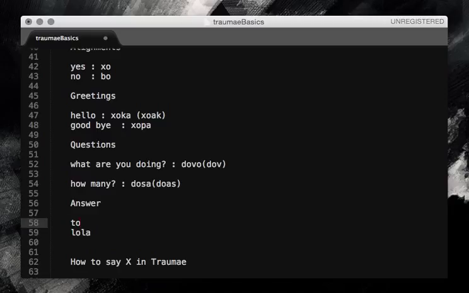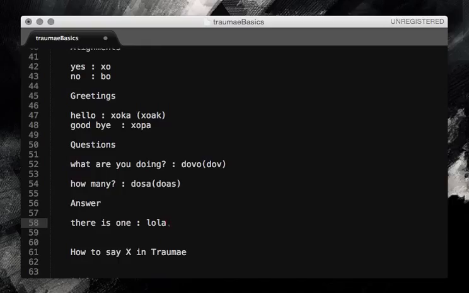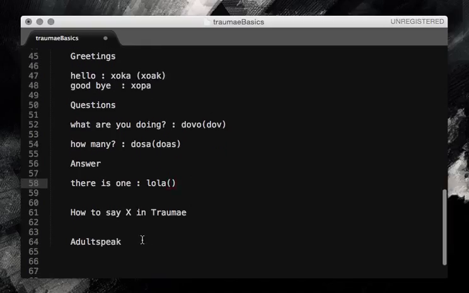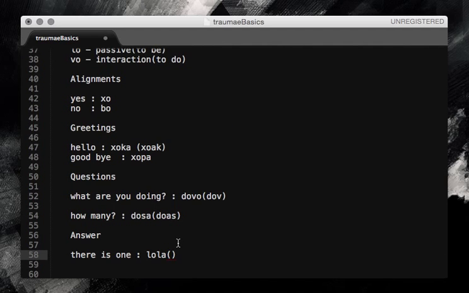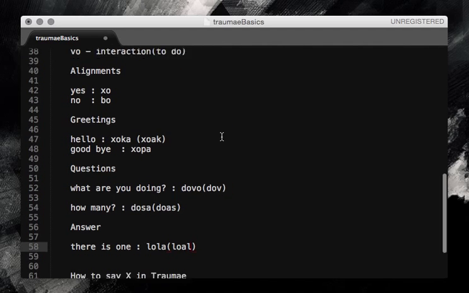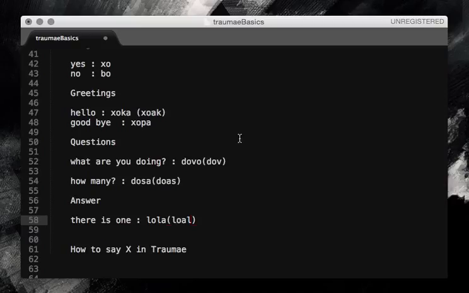So to be, well, there's one. How many? There's one. And the AddleSpeak version of it, I'm probably not going to go through AddleSpeak again since we kind of covered it as we were going. So Lola in AddleSpeak will be a lol. Yeah, I think it could also be okay.